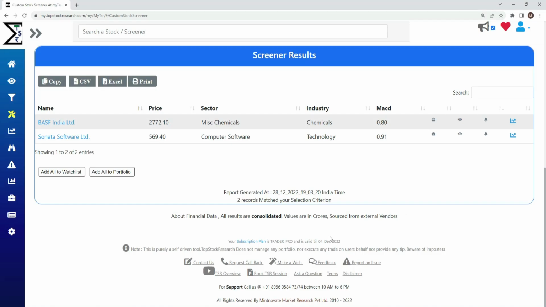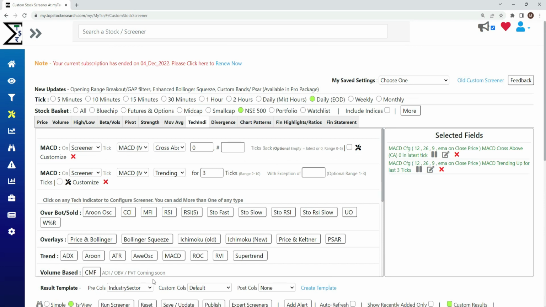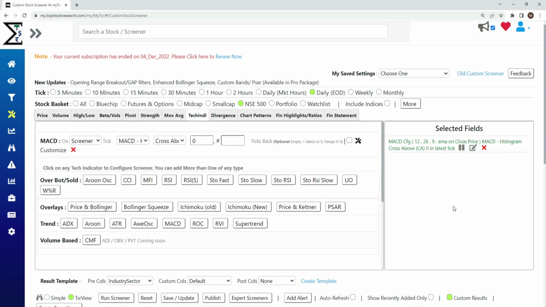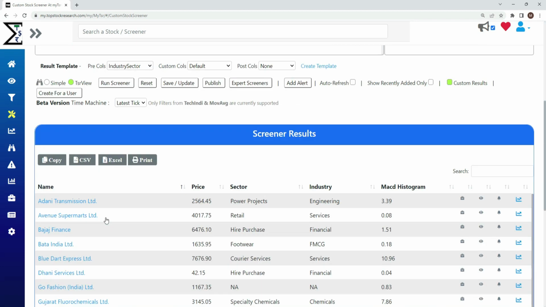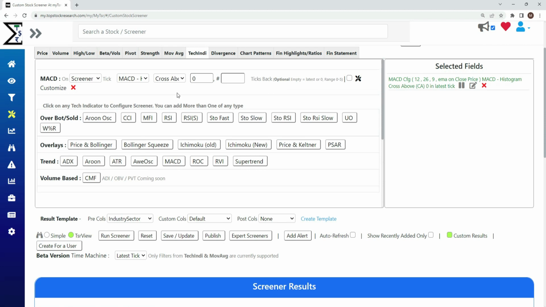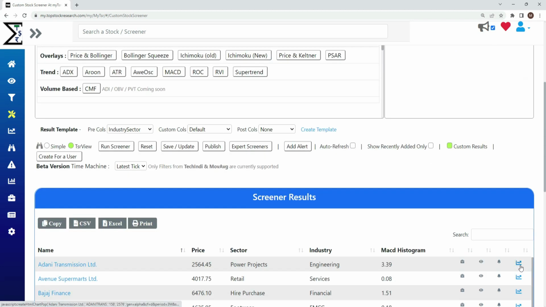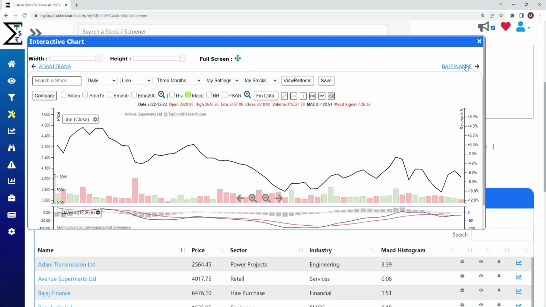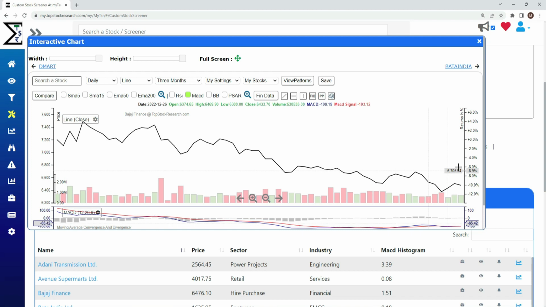So let's take an example of this one, wherein let's close anything which is not so important. We change this to histogram cross above zero line. So let's see if there's any stock which comes. So there are quite a few stocks, right, showing this result. So histogram crossing above the zero line, not a great example, right? Yeah, right. So you can look at some of these things.